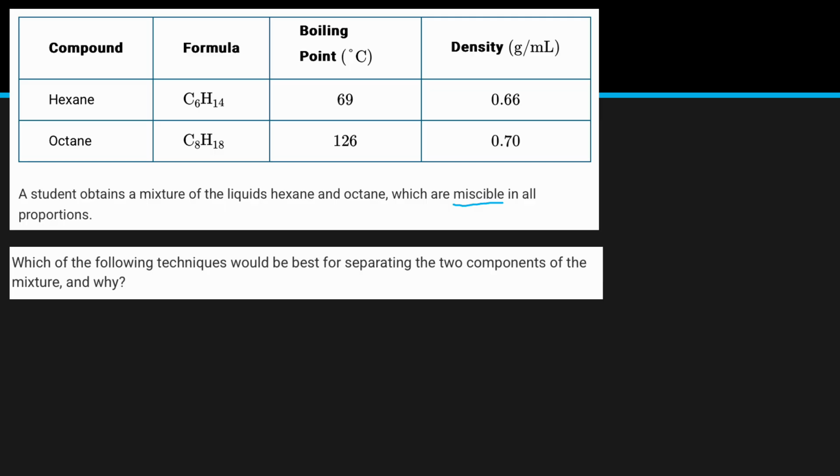So the first part of this question is that the liquids can mix with each other. And because they can mix with each other, we now have a solution of liquids. And because these two liquids have drastically different boiling points, that means we can use distillation to separate the hexane and the octane. So if we were to put our solution under heat and collect the vapors, we would be collecting hexane first because it has a lower boiling point, and then the octane would be left behind.